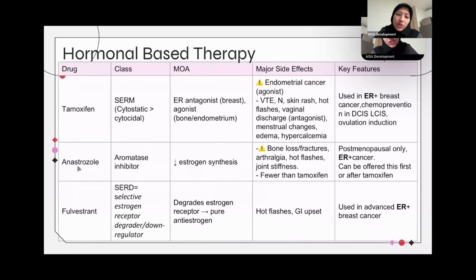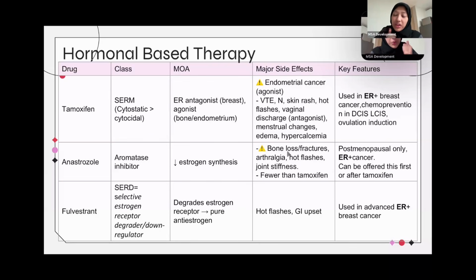Okay. Anastrozole, which is an AI, aromatase inhibitor. Remember, ozole means aromatase, like letrozole. So these two are similar to that. It decreases estrogen synthesis. It can cause bone loss, fractures. That is a major side effect for aromatase inhibitors.